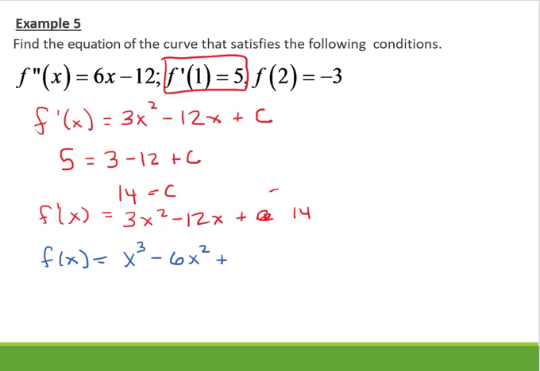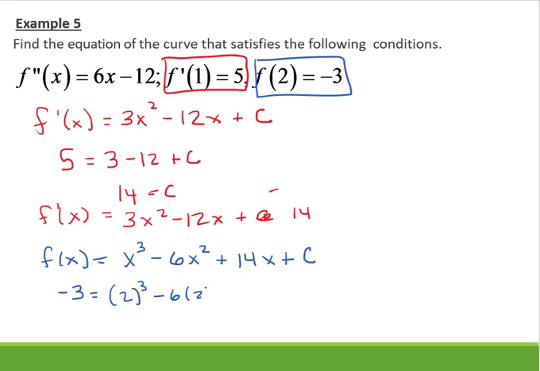Now I have this piece. f of 2 is negative 3. So negative 3 is equal to this, and if I solve for c there, I get negative 15. So my final function, f of x, is x to the third minus 6x squared plus 14x minus 15.